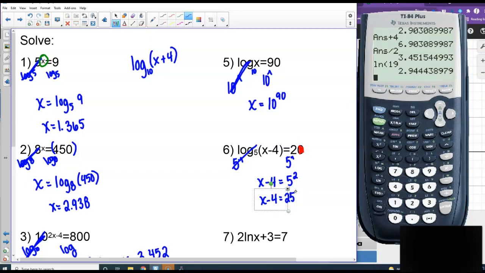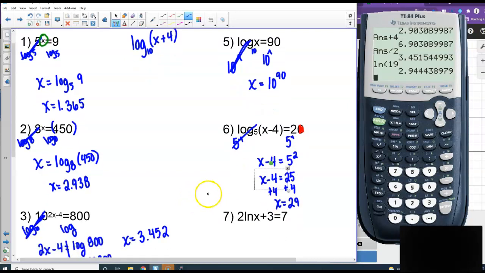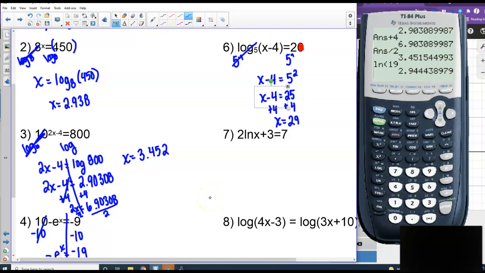And let's see. What would I do to finish solving that? Perfect. So x would equal 29. Okay, questions? All right, we got a couple more.